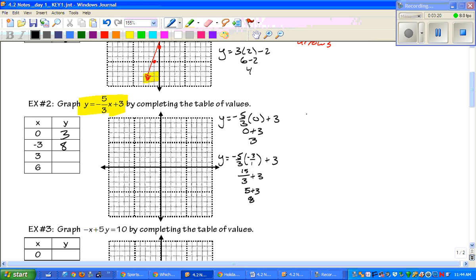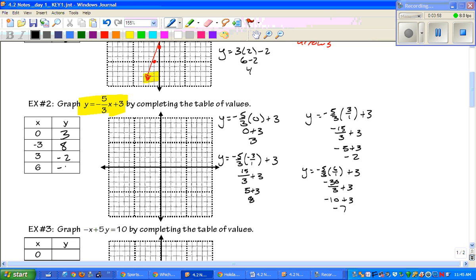Okay, next one. Y equals, we're doing the same equation each time. Okay, this time it stays negative, which gives us negative 5 plus 3, which is negative 2. All right, and the last one, negative 5 over 3 times 6 over 1, which gives us negative 30 over 3, which reduces to negative 10, which gives us negative 7.